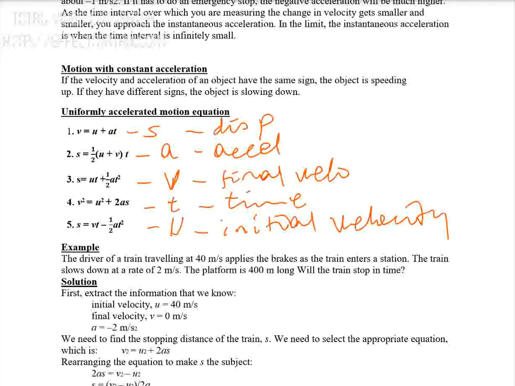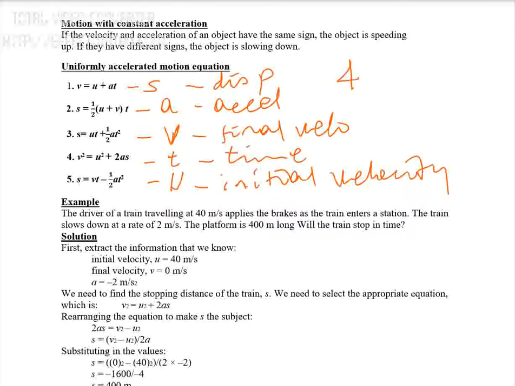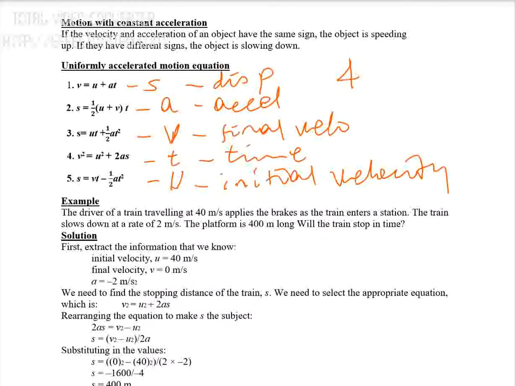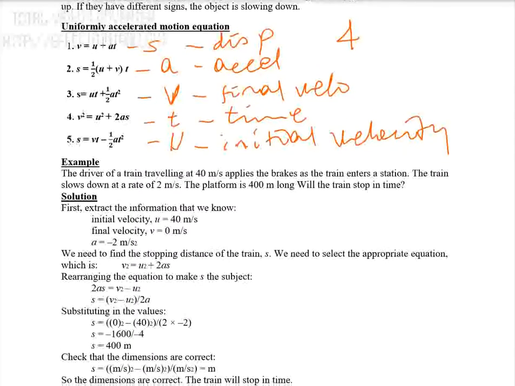Since there are 5 variables and one is missing from each equation, each equation has 4 variables. Therefore, if you are asked to calculate something using these 5 uniform accelerated motion equations, you have 3 given and 1 required, so one is always missing. You must calculate by taking the equation that has the missing variable.